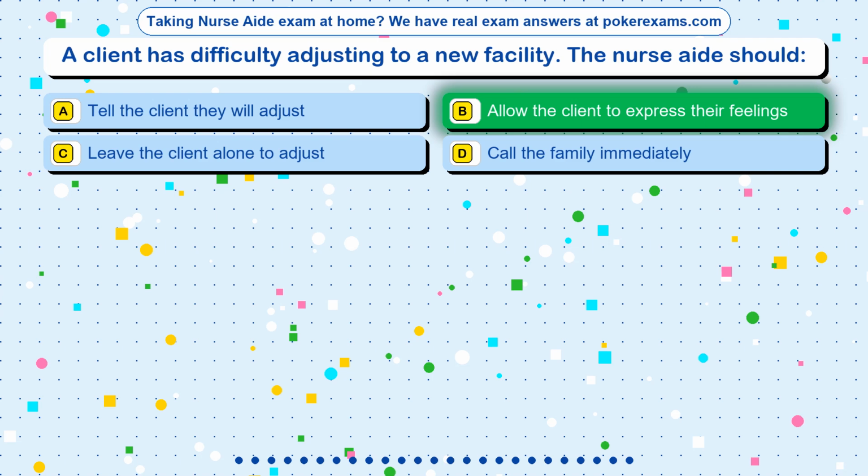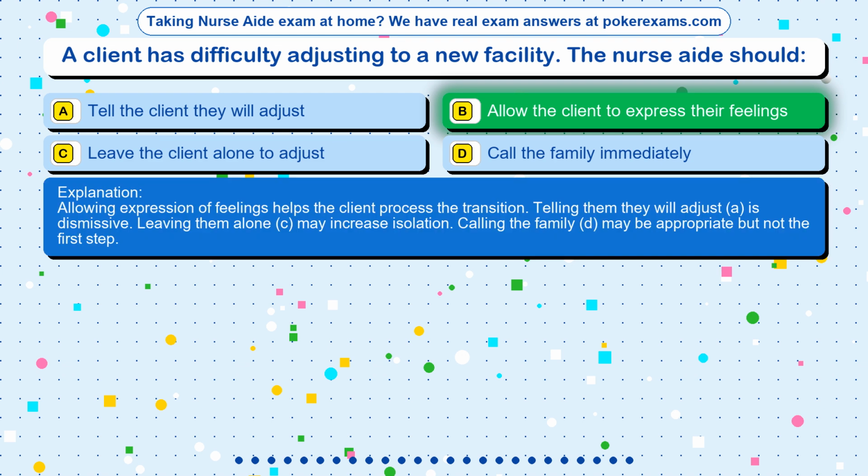The correct answer is option B. Allow the client to express their feelings. Allowing expression of feelings helps the client process the transition. Telling them they will adjust, A, is dismissive. Leaving them alone, C, may increase isolation. Calling the family, D, may be appropriate but not the first step.